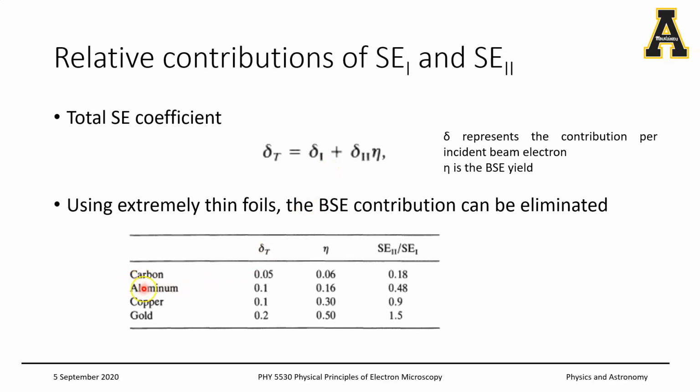So for example, you take carbon, aluminum, copper, or gold, then you can find the total yield, and then you can find the ratio of the two different kinds of secondary electrons, and then you get an idea of what is the relative contribution of each of them while you're detecting it using the Everhart-Thornley detector.